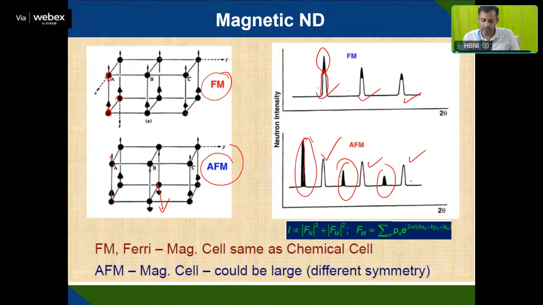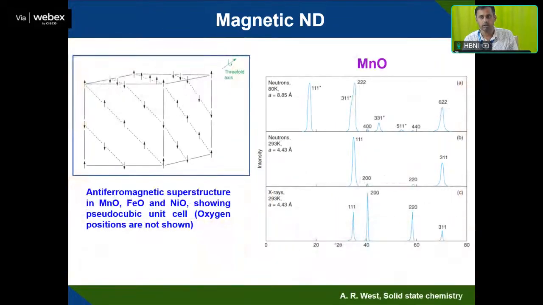If it is antiferromagnetic, that peak is added up. With antiferromagnetic, you can see additional peaks. This peak intensity is the same. Because of this, you will be able to see both the nuclear and the magnetic interaction. So you will be able to get both the chemical cell as well as the magnetic information. Both you will be able to get.